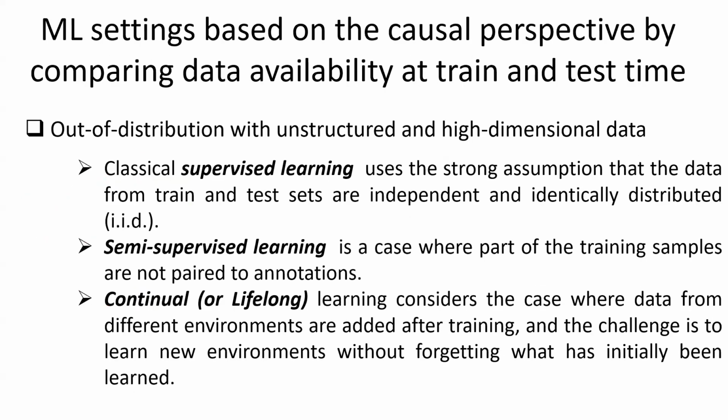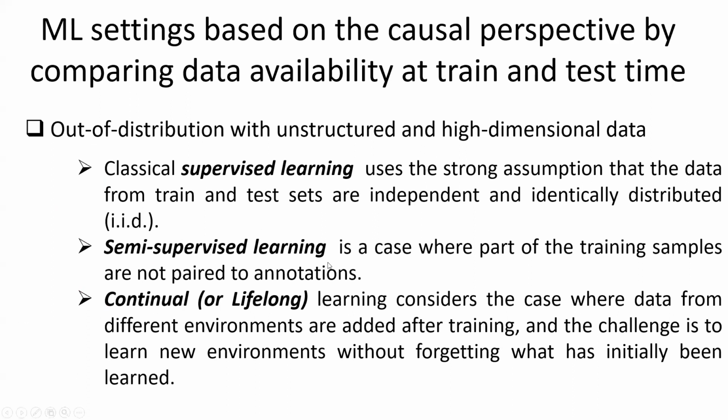So we can now describe several ML settings based on the causal perspective by comparing data availability at train and test time. Therefore, for example, classical supervised learning uses the strong assumption that the data from train and test sets are independent and identically distributed. Therefore, we assign the same environment for both sets.